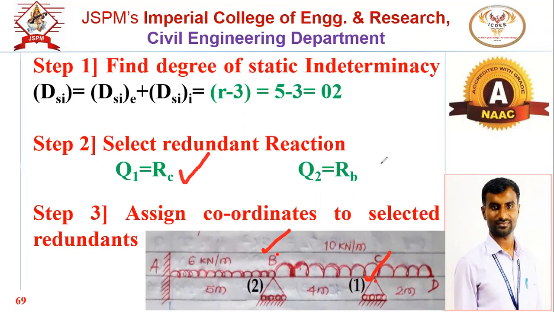Now what is the next step? We have selected the redundant reactions and we have given the numbers. What is the next step now? Remove the redundant reactions that we have selected, not the members, reactions, as we are discussing the beam and frame. Now, if I remove these 2 roller supports, at B and C, what will the beam be?